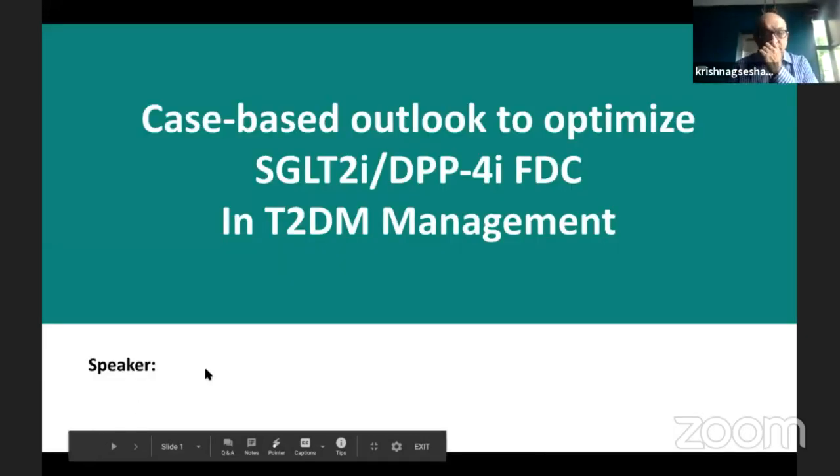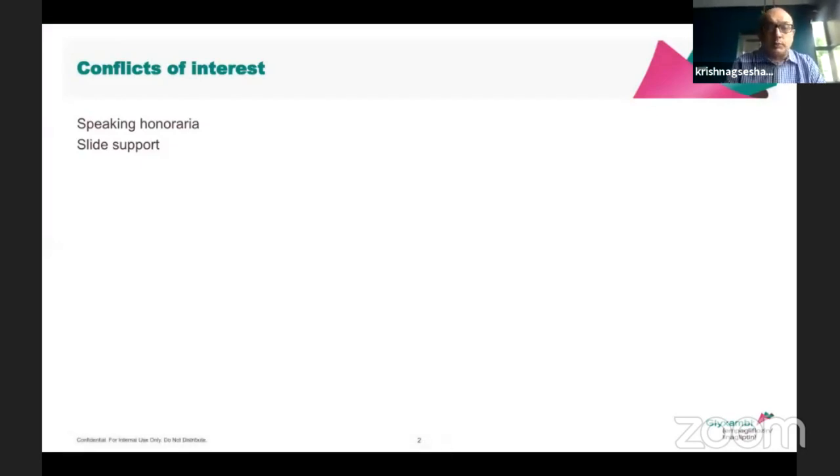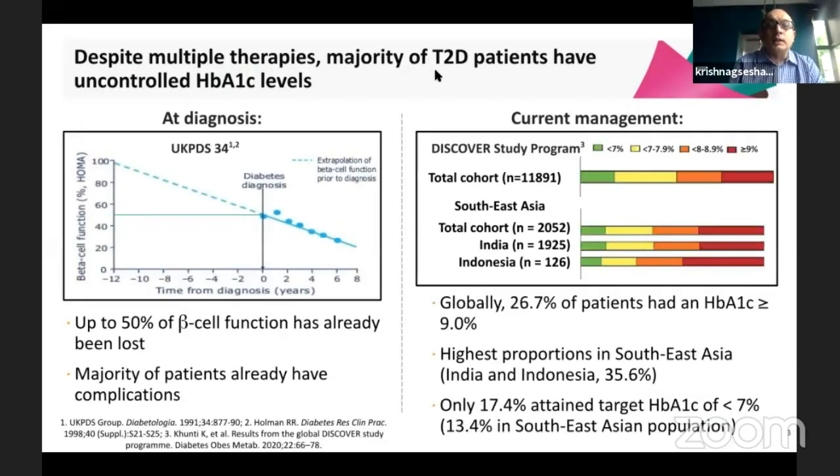Remember that this is an industry theatre, and therefore I have several conflicts of interest that include speaking on an area, and the support slides for this particular session have also been sourced from the sponsors. So we should expect a fair degree of conflict. Having said that, let us look at this carefully.